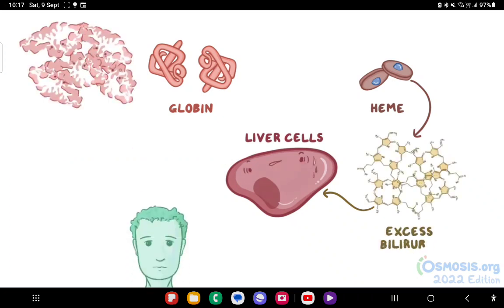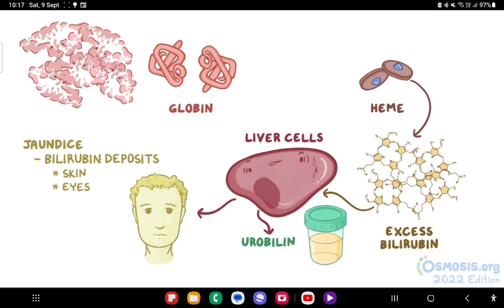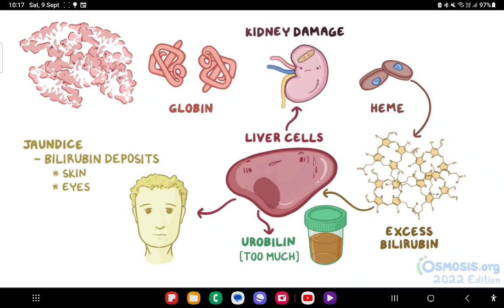the excess bilirubin stays in the blood and causes jaundice, where the bilirubin deposits in the skin and the eyes, causing them to turn yellow. Some of the bilirubin is converted to urobilin, which is what gives urine that yellow color. If there's too much of it, the urine becomes a much darker tea-like color. This could overwhelm the kidneys, resulting in kidney damage.